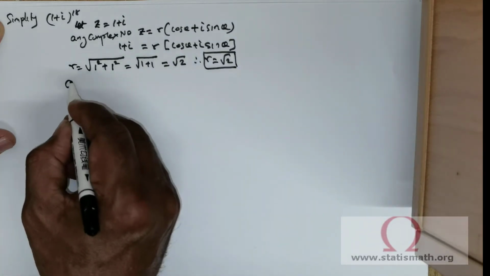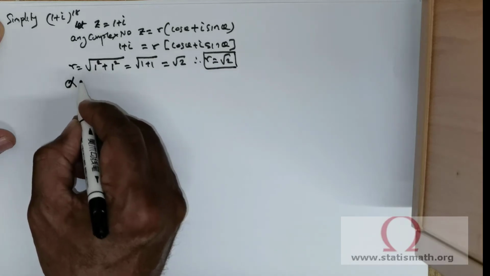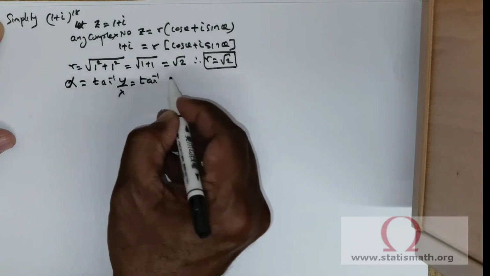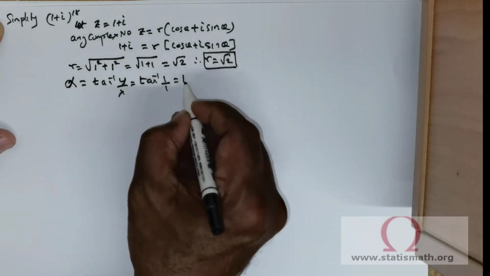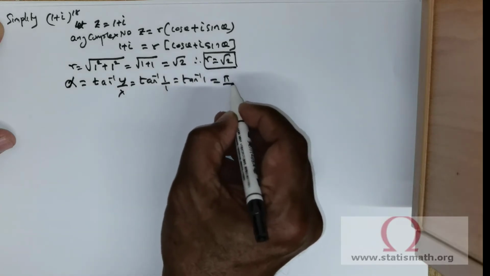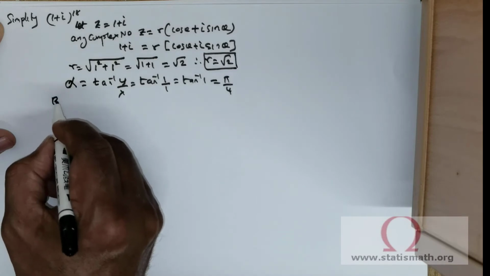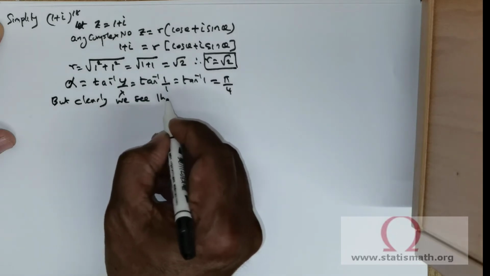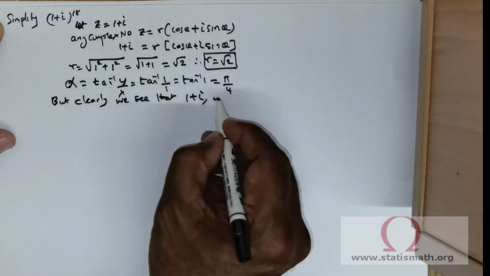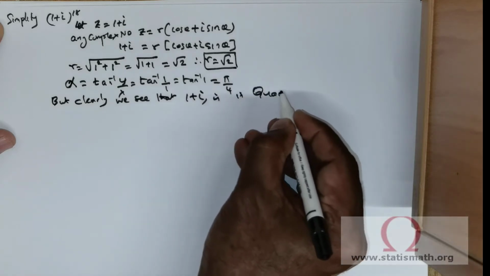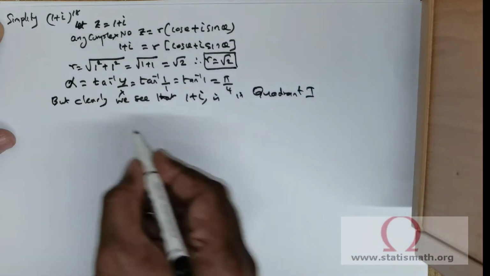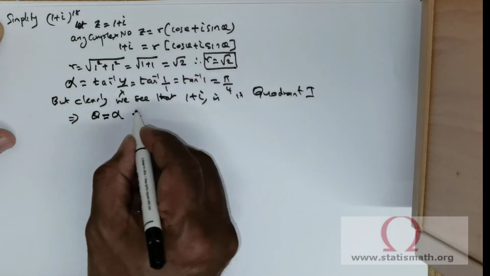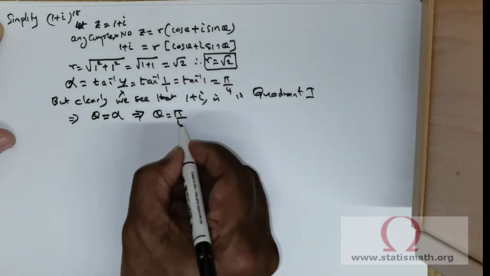Now you are expected to find alpha. Alpha is the argument, so alpha is equal to tan inverse of y over x. In this case, it's tan inverse of 1 over 1, which is tan inverse of 1. Tan inverse of 1 is pi over 4. But clearly we see that 1 + i is in quadrant 1, so my principal argument theta will be equal to alpha. So theta is equal to pi over 4.